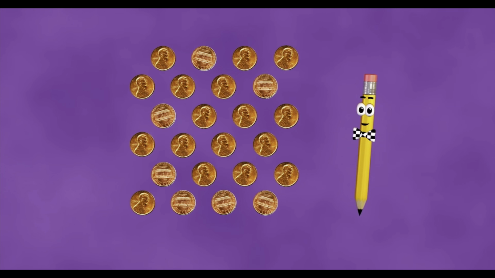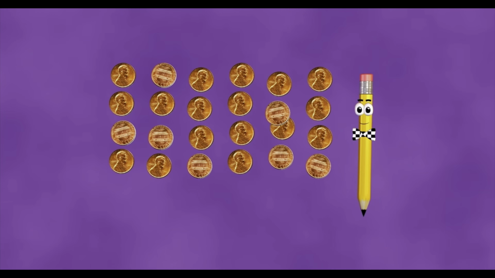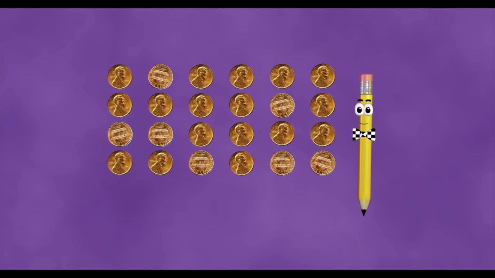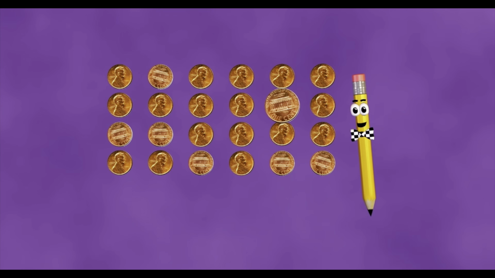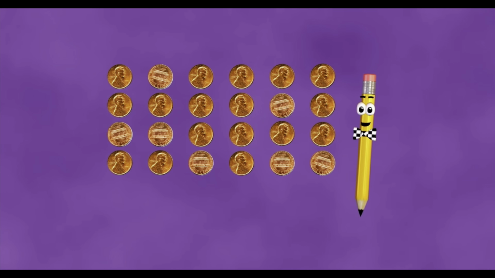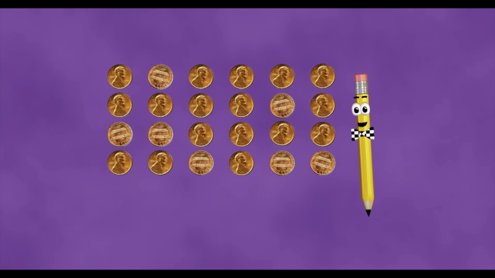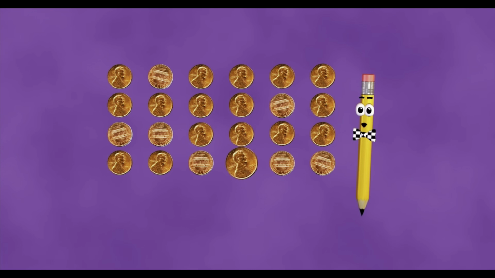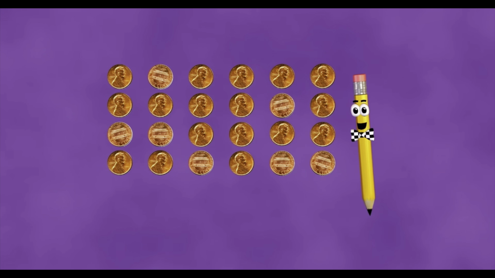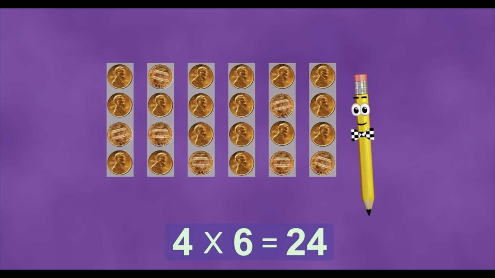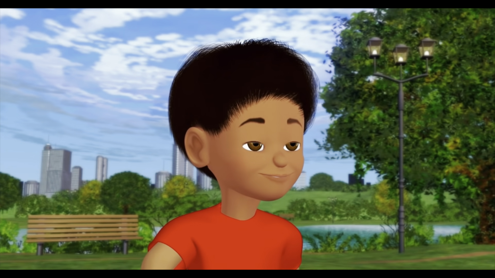Take 6 groups of 4 pennies. To know how many pennies you have, you could count them. 1, 2, 3, 4, 5, 6, 7, 8, 9, 10, 11, 12, 13, 14, 15, 16, 17, 18, 19, 20, 21, 22, 23, 24. But if you know your multiplication facts, a much easier way is to say 4 times 6 equals 24. That is much better.